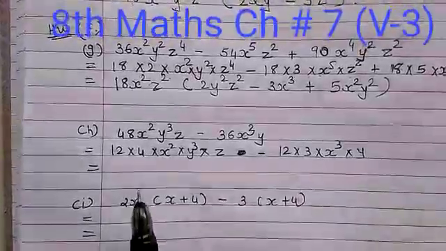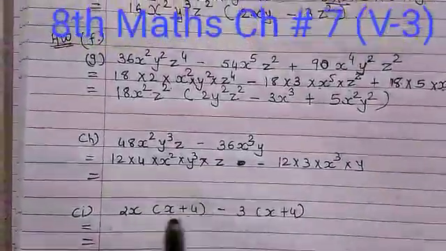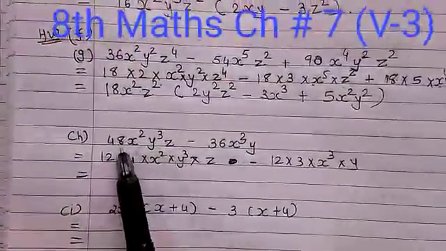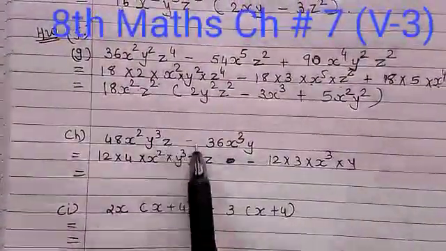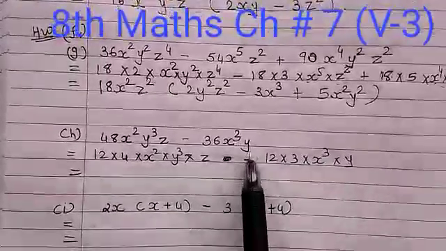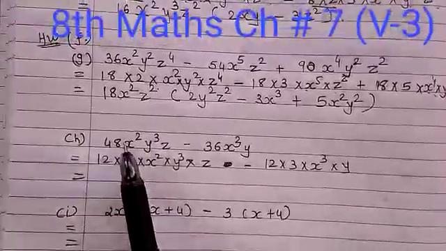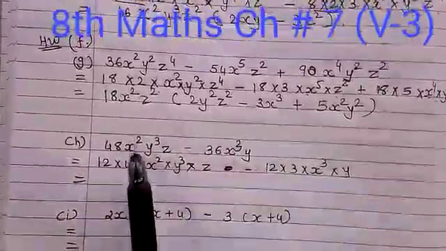Students, we are doing our chapter 7, exercise 7.1. In question 2, we are doing H number now. So 48x square y cube z minus 36x cube y. So we have to think which is the highest common factor.